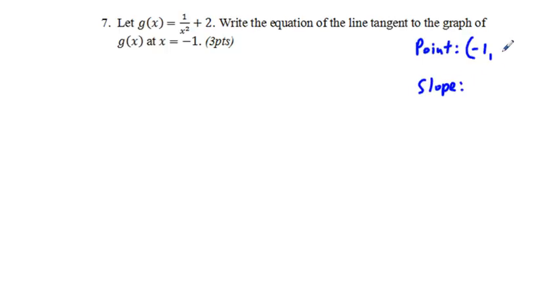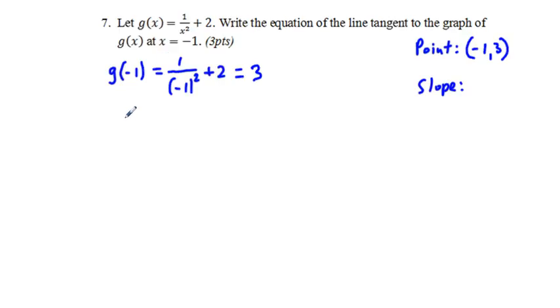So we need to find a y-coordinate for the point, and then we need to find the slope. Well, to find our y-coordinate, we're going to plug in negative 1 to this function here. So we have 1 over negative 1 squared plus 2. This denominator is going to be 1. So we have 1 over 1 plus 2, which is 3. So the y-coordinate of our point is simply 3.